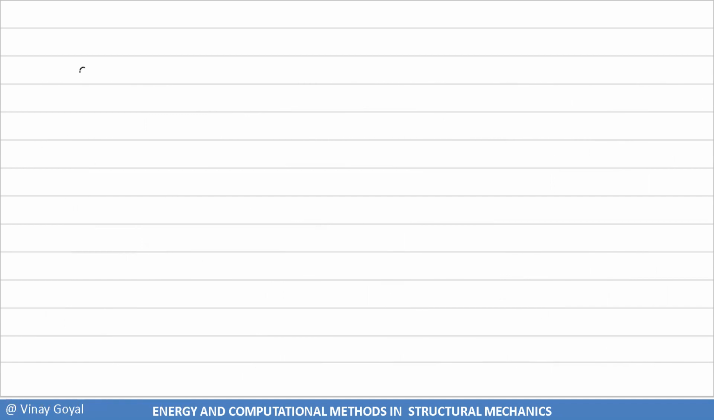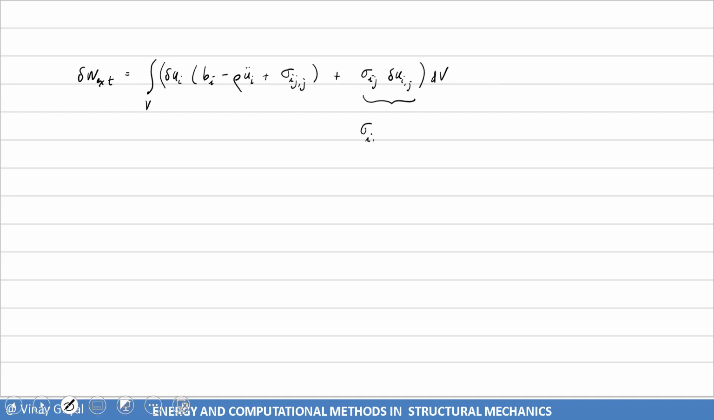So I have the external virtual work done is equal to the integral, and I'll factor del ui wherever I can, and you can see that I get bi minus rho ui double dot plus sigma ij comma j, and then I have this interesting mysterious term that we've seen before, which is sigma ij del ui comma j dv. I already showed you in a previous lecture that this can be decomposed into sigma ij, and that's on the deformed configuration. So this works for finite deformation theory. It just says on the deformed configuration.